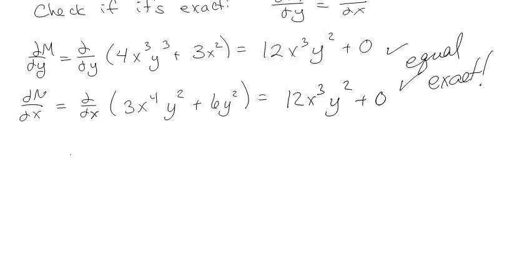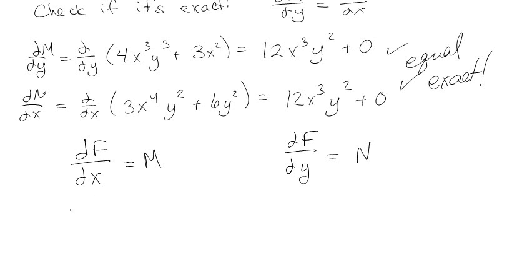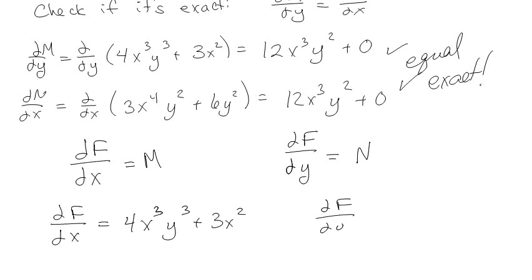Now, we know that we've assumed that there's an answer out there called f. We know that partial f partial x is equal to M. So the idea is that we have two choices. We can either say partial f partial x is equal to M, or partial f partial y is equal to N. And it just depends on which one we think is going to be easier to solve. So we say, is it going to be easier to solve this, 4x cubed y cubed plus 3x squared, or is it going to be easier to solve the other one, which is this?